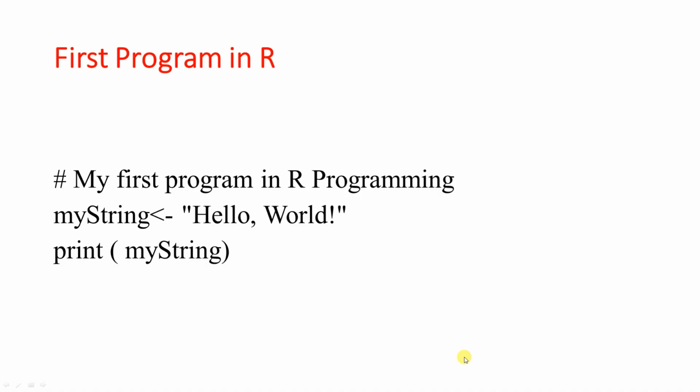Like other programming languages, in R we do not need to explicitly declare the variable. Here, it will take the my string variable as a string data type automatically. And then the last line, print my string, will print the value of my string, that is hello world, in the console.